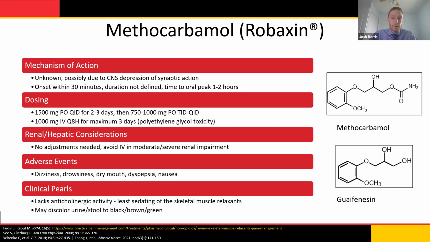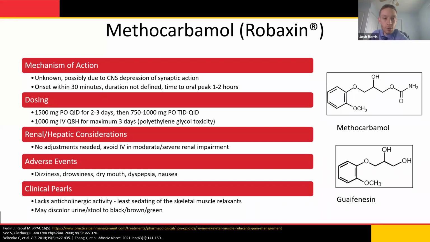Also, it is important to note that while there are no adjustments that are recommended, methocarbamol clearance is decreased by about 40% in severe renal impairment and by about 70% in hepatic impairment. So even though we don't dose adjust, be careful of using these medications because it may actually build up. So we need to make sure we're monitoring our patient.